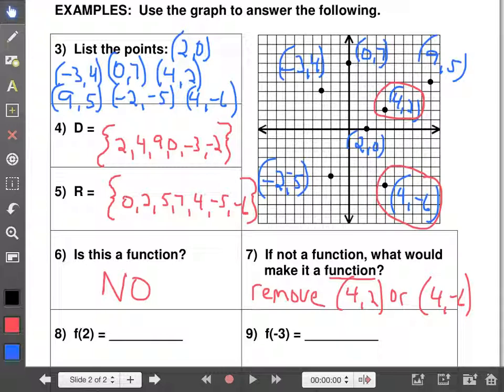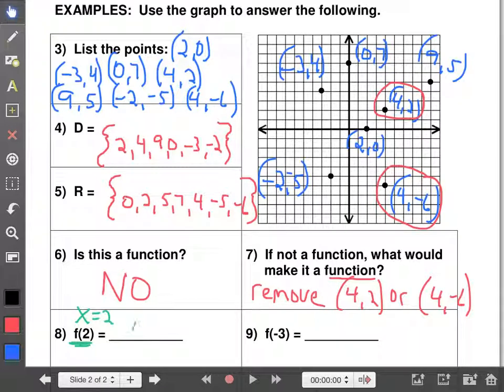All right, for number 8, write this down, f of 2. So it's asking you, if x is 2, then what is y? That's what they're asking you. So if x is 2, then what is y? And if you'll notice, here we have x is 2. So if x is 2, what is y?